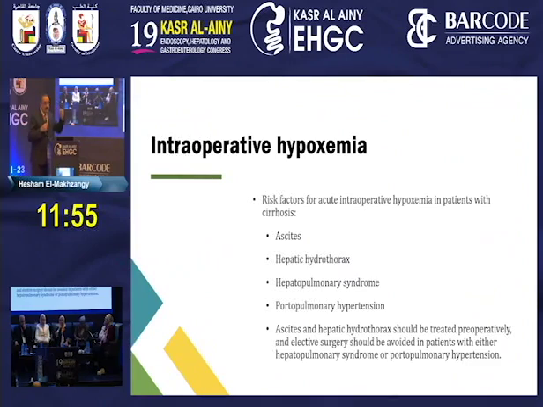So we decrease the blood supply to the liver and then we decrease the oxygen supply to the liver. The hypoxemia is due to ascites, hepatic hydrothorax, hepatopulmonary syndrome, and portopulmonary hypertension. Now, these must be treated and managed properly, preoperatively, before the patient is exposed to surgery.